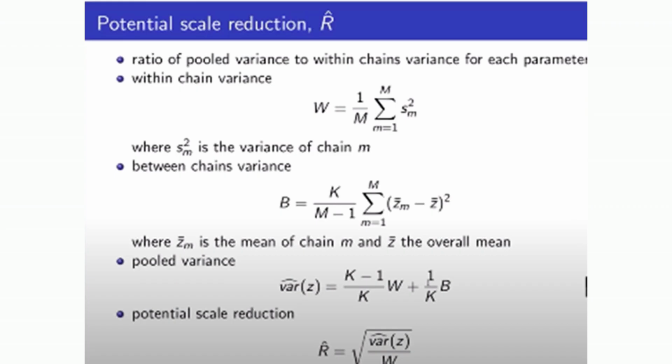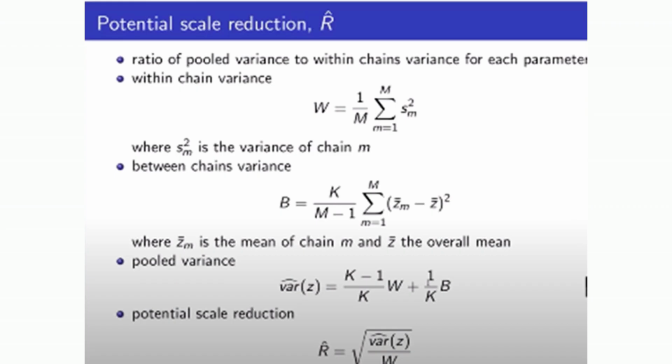Using the within-chain variance and between-chain variance, we compute the pooled variance as a weighted sum of the two, accounting for the length of each chain. Finally, the R-hat indicator is defined as the ratio of the pooled variance to the within-chain variance.